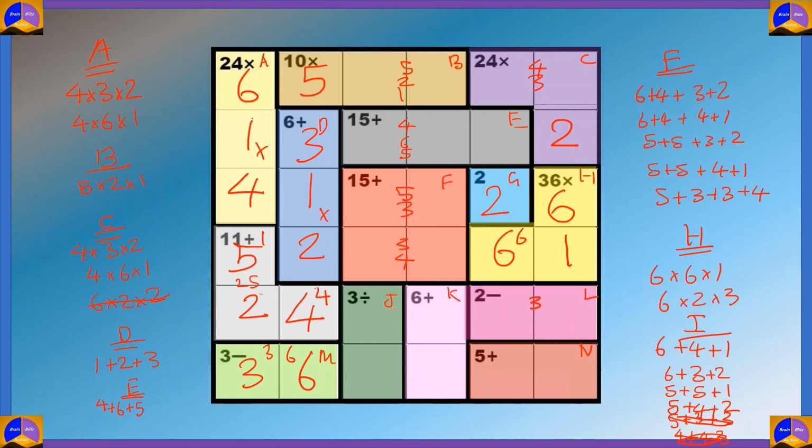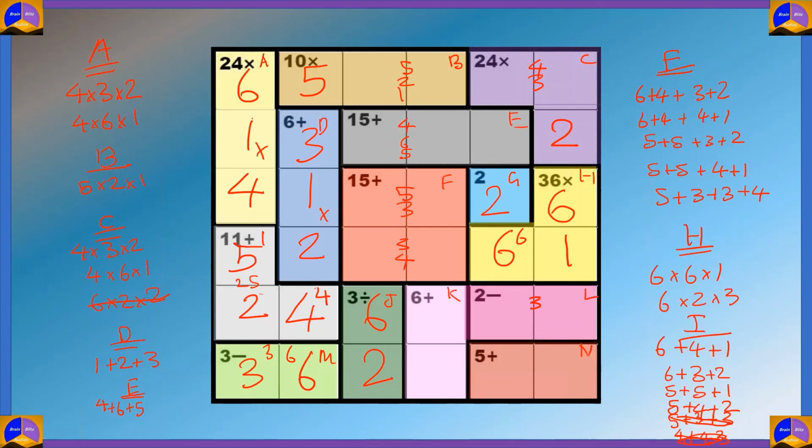In cage KJ, the options are 3 divided by 1 and 6 divided by 2. We can eliminate the option 3 divided by 1 because if we use that option, we can't write 3 over here or over here because then it would be a repeat of 3 in the same row. So, we'll be using the option 6 divided by 2. So, the 2 will go over here and the 6 over here.